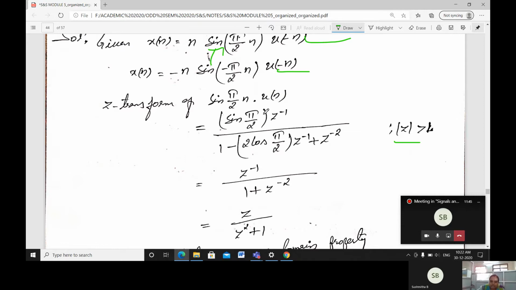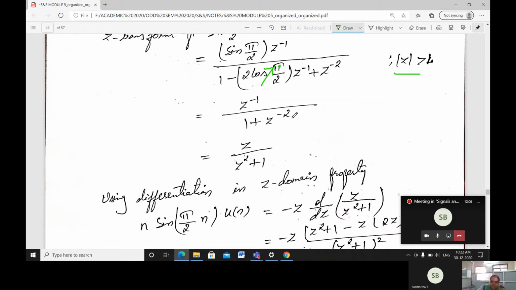Then here sin pi by 2 is going to be 1. Then what is the remaining part? Substitute cos pi by 2, also 1. Then you will be getting z inverse divided by 1 plus 0, z inverse divided by 1 plus z raised to minus 2. Then this I can write as z divided by z square plus 1.